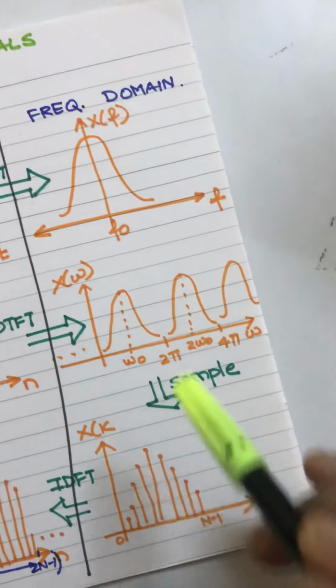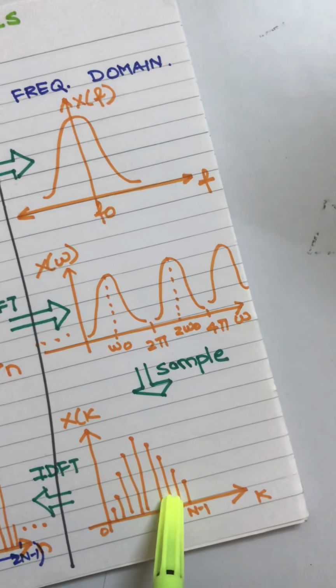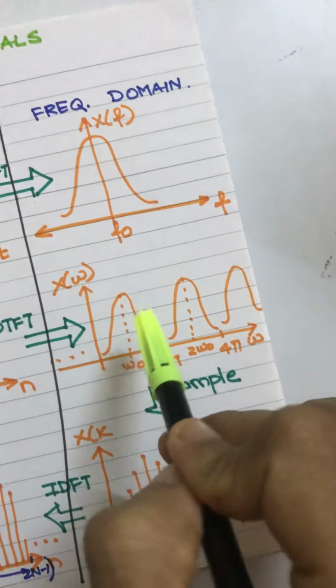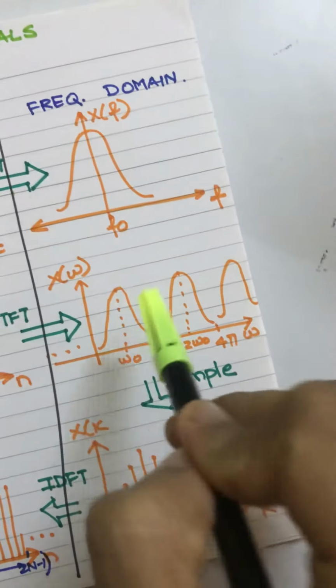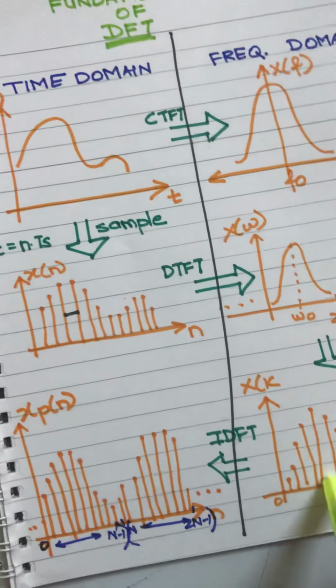So now when I am about to sample in the frequency domain, what should be the corresponding effect in the time domain? This is my original signal. Images will be created in the time domain.